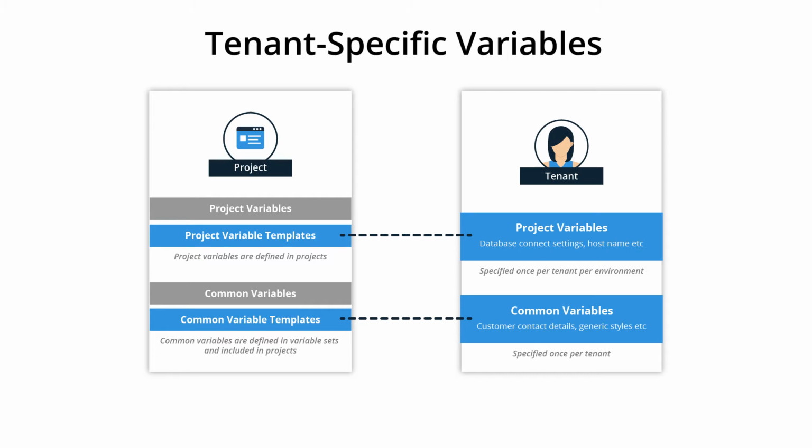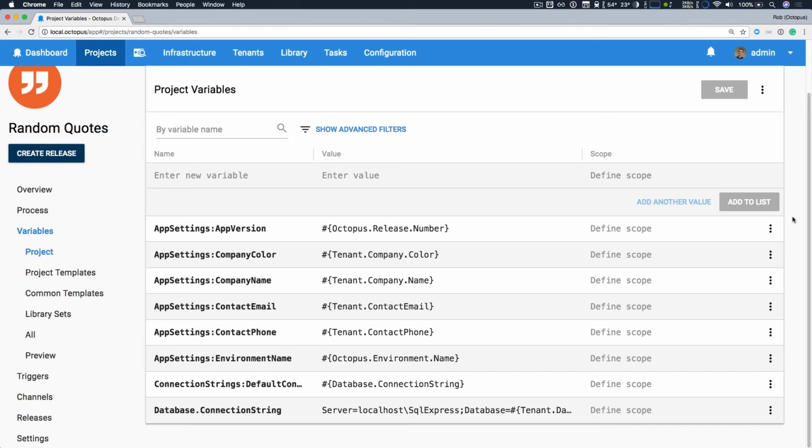Second, we can also define common variables across multiple projects. These are defined in library variable sets and are a great way to eliminate duplicate data entry. Variable sets similarly include support for common variable templates, whose values are also required by connected tenants. However, these values are only specified once per tenant, and common examples include customer contact details or tenant styles and colors.